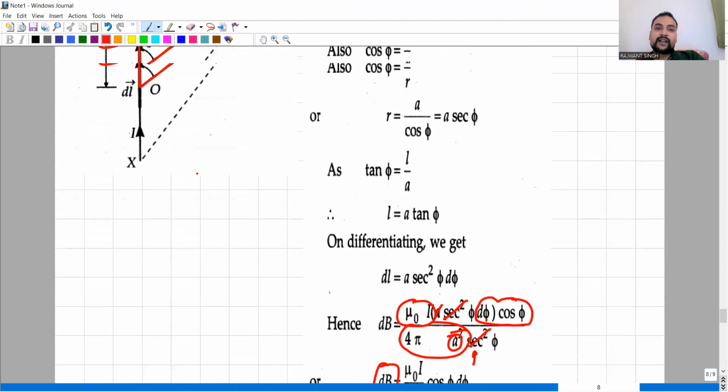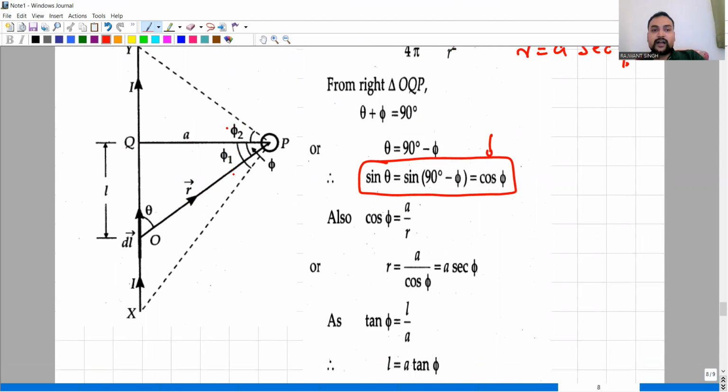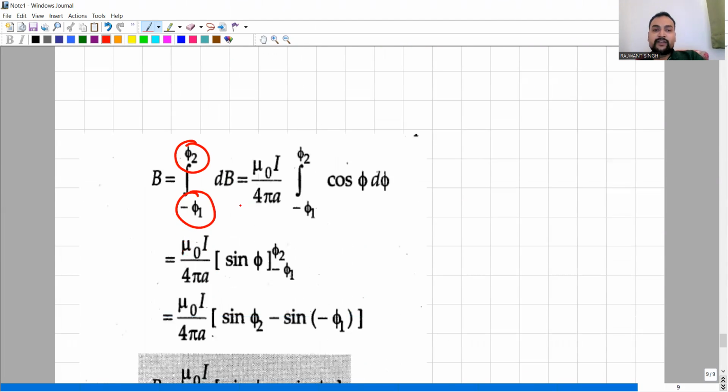Now why minus of phi 1? Again, as you can see, phi 1 is at a negative, so this is a negative angle. We have to take negative phi 1 to positive phi 2. Now this will become phi 1 to phi 2, and then you will integrate this.